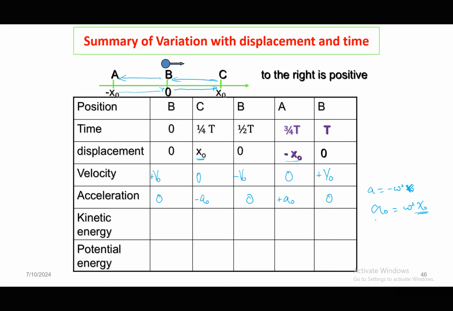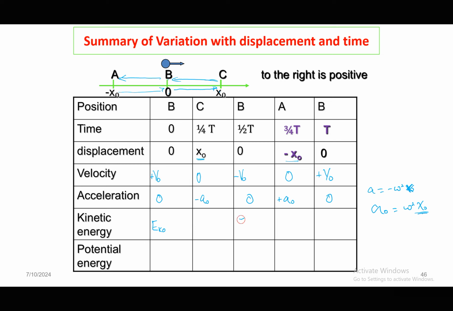Then kinetic energy at B. Remember, whenever we are passing equilibrium, the speed is maximum. So kinetic energy at B is maximum. So this is going to be E K maximum.